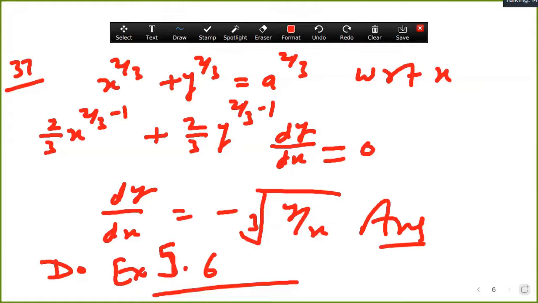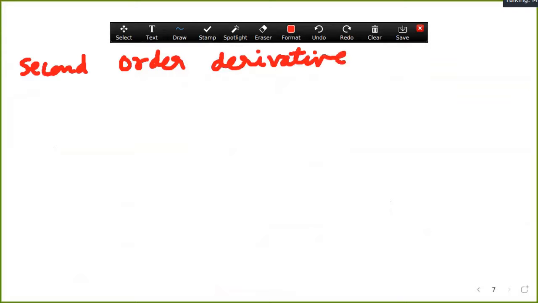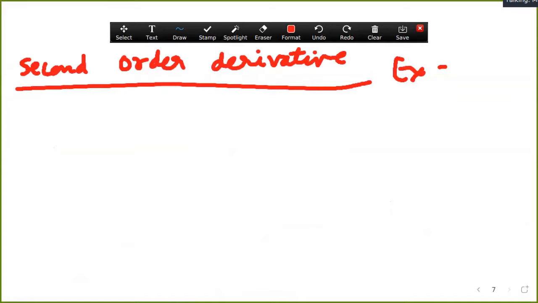Now I have to discuss further exercise 5.7. I am discussing the second order derivative concept further, which is exercise 5.7. Okay, I will discuss this exercise.